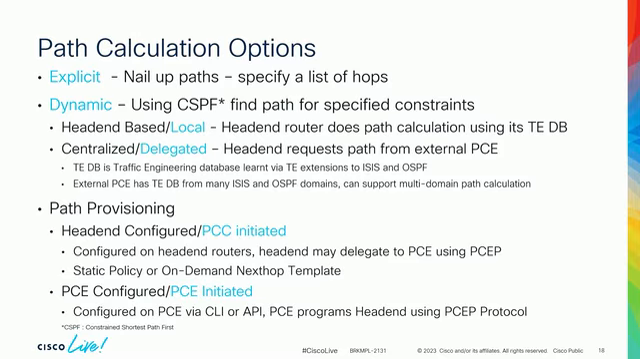Path provisioning. How do you create paths? You can go configure on the head end. That's something we all know, iOS and iOS XR, you can go do that. This is called PCC initiated, meaning the path computation client. Head end is a client in the centralized path compute model.